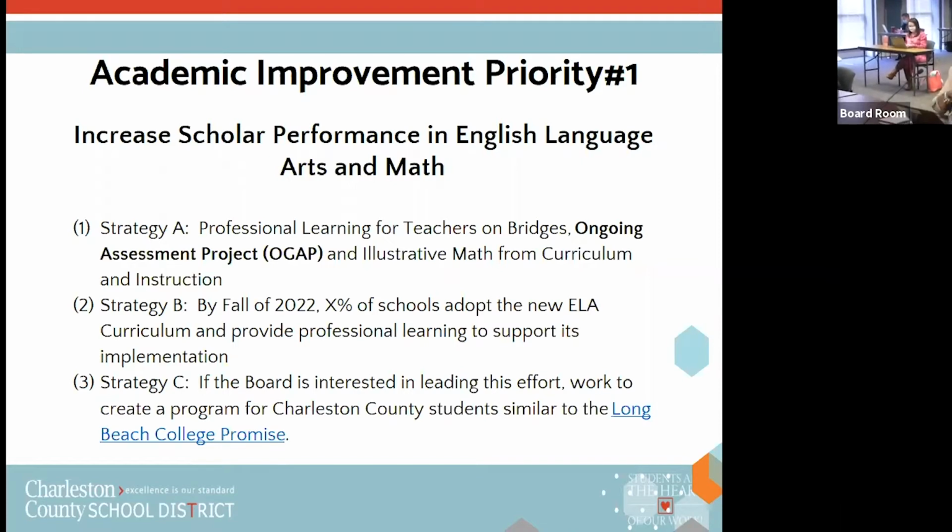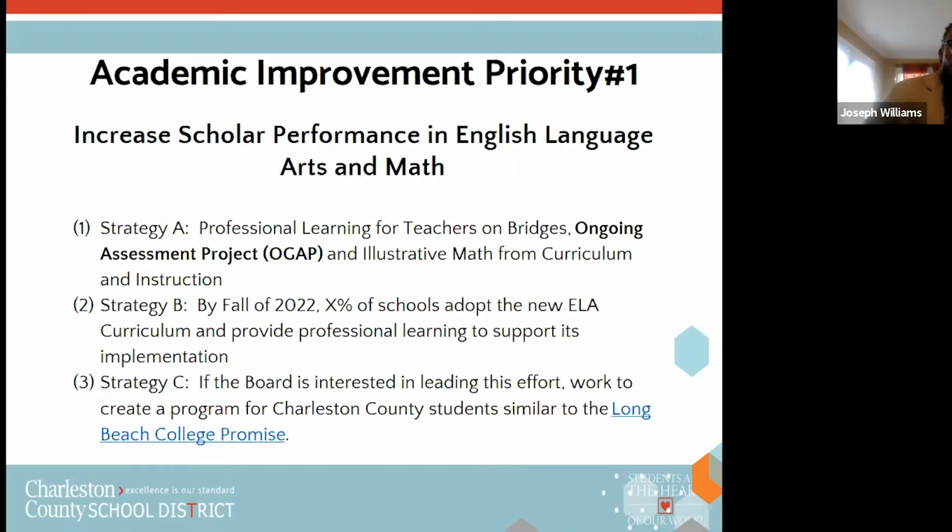Good day, everyone. So the next priority, which Michelle Simmons and I will be covering, is academic improvement. What we are talking about under academic improvement is we want to increase scholar performance in English language arts and math. We want to accelerate the learning of all our scholars, especially in those schools where we've seen persistently low performance. What we propose to do that is to ensure that we have a guaranteed and viable curriculum in both ELA and math.